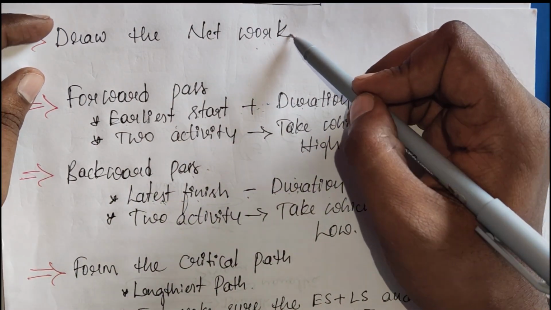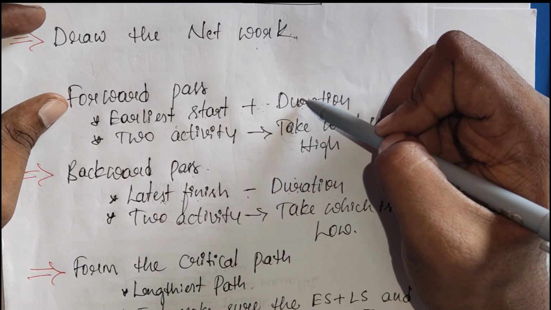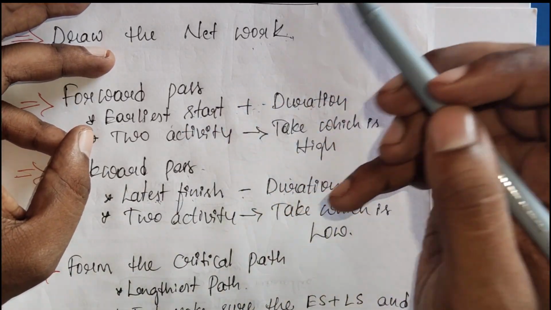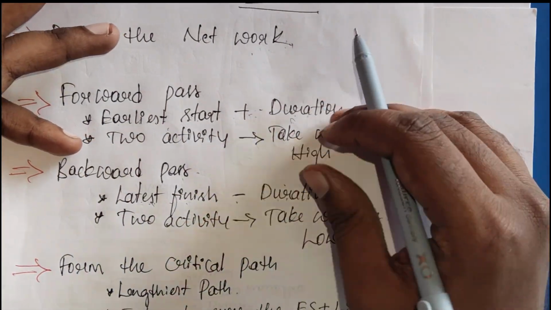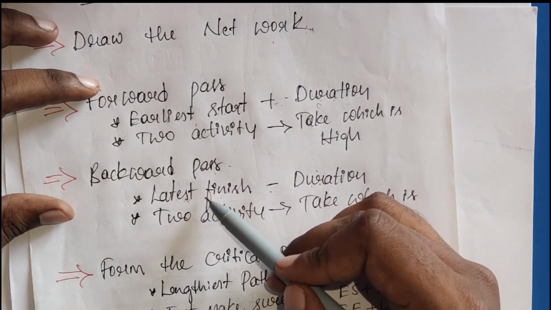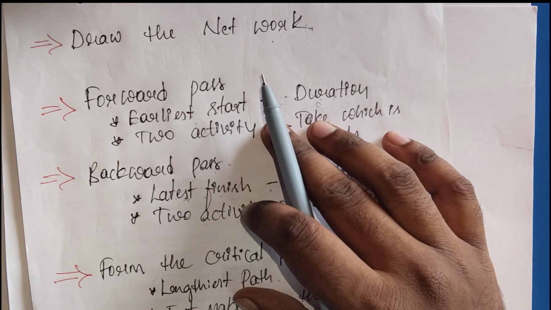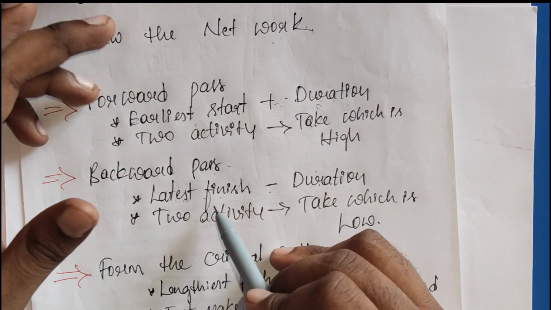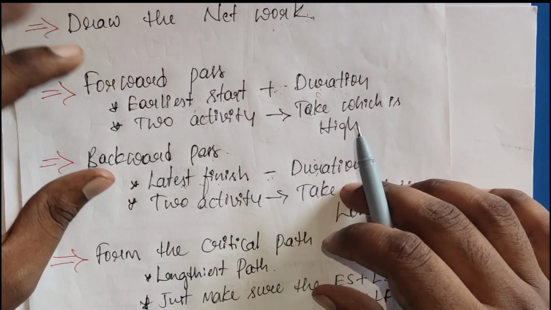First, draw the network, and the next step is the forward pass. The forward pass helps us find the values of the earliest finish. To find the earliest finish, we use the formula: earliest start plus duration. The next step is the backward pass. This backward pass helps us find the values of the latest start, using the formula: latest finish minus the duration.